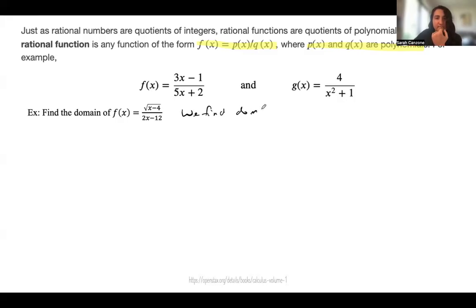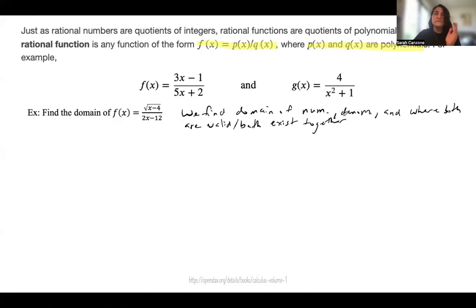So we will find the domain of the numerator, which I'm going to abbreviate as num, the domain of the denominator, which I will abbreviate denom, and where both are valid, both exist together. And I'll show you exactly what I mean. I think that a really good example of doing this is with a number line. This is typically how I teach it. So let's do this.